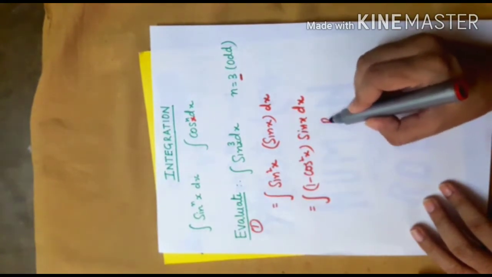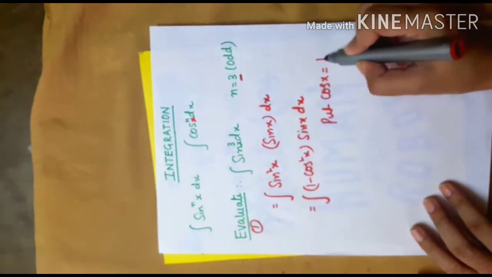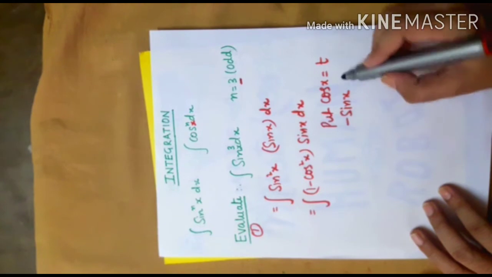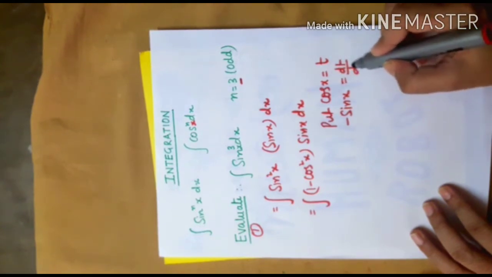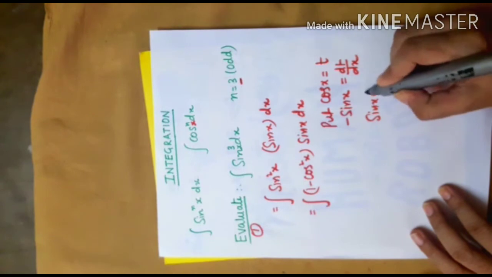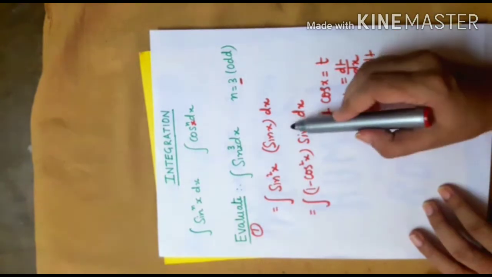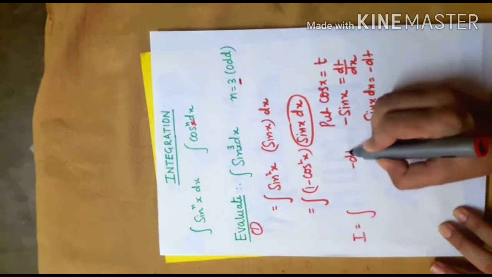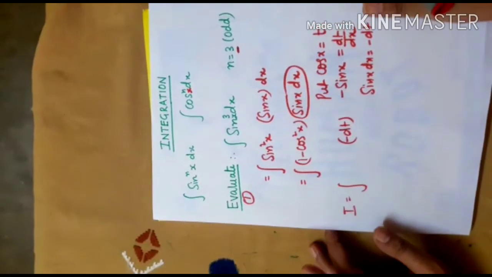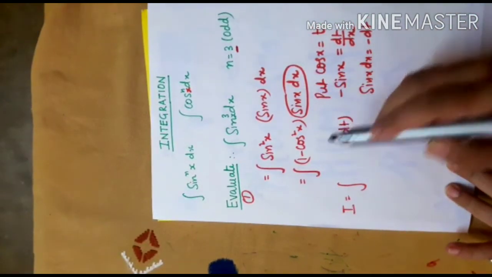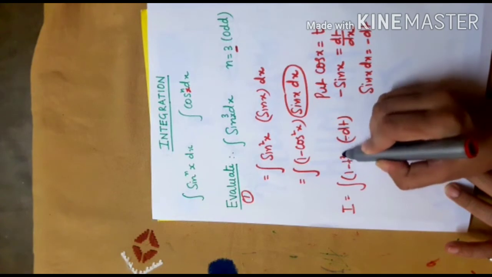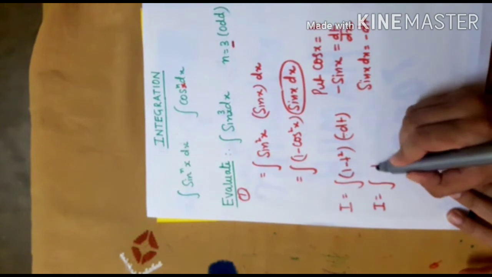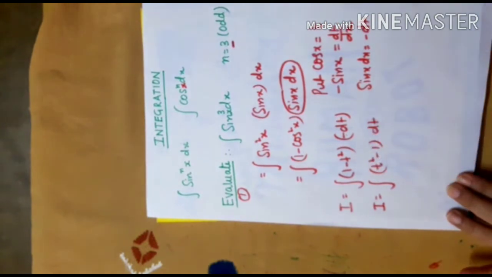Now put cos x as t. On differentiating this with respect to x, I'll get minus sin x equals dt by dx. So from here, sin x dx will be minus dt. So this will be replaced with minus dt. So here I'll get minus dt and this will be 1 minus t square. So I will be equal to integral of t square minus 1 dt.